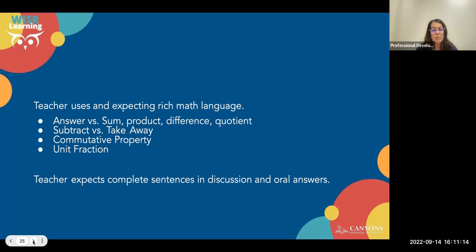The teacher needs to expect complete sentences in discussion and oral answers. If I were to say, Joey, what is the answer to this subtraction problem? We would expect the students to say, the answer to the subtraction problem is. So don't let students get away with a one word answer. They need to be speaking and using complete sentences in your classroom.